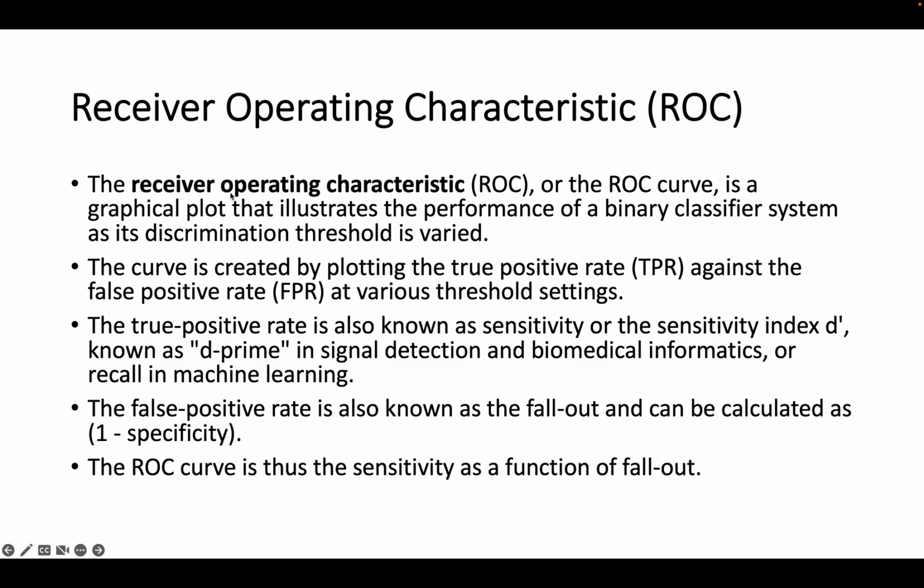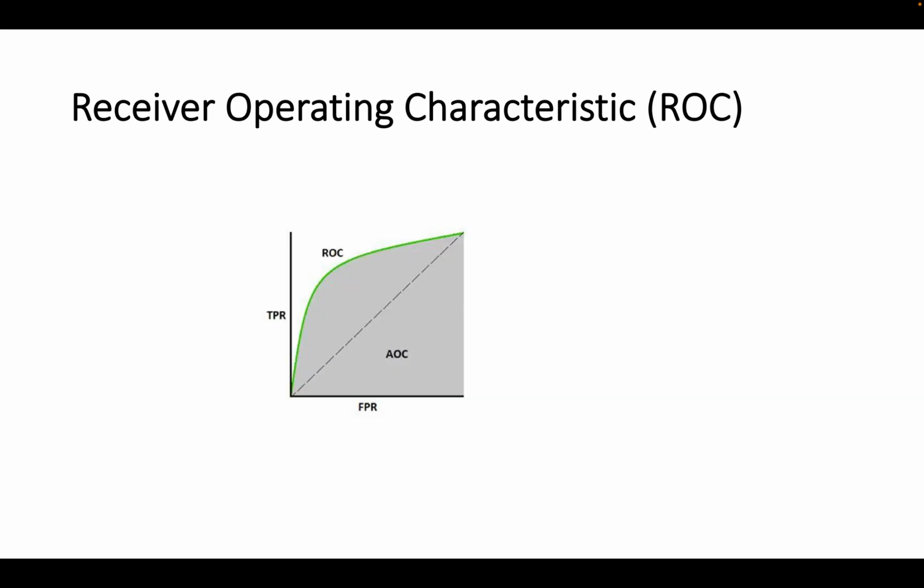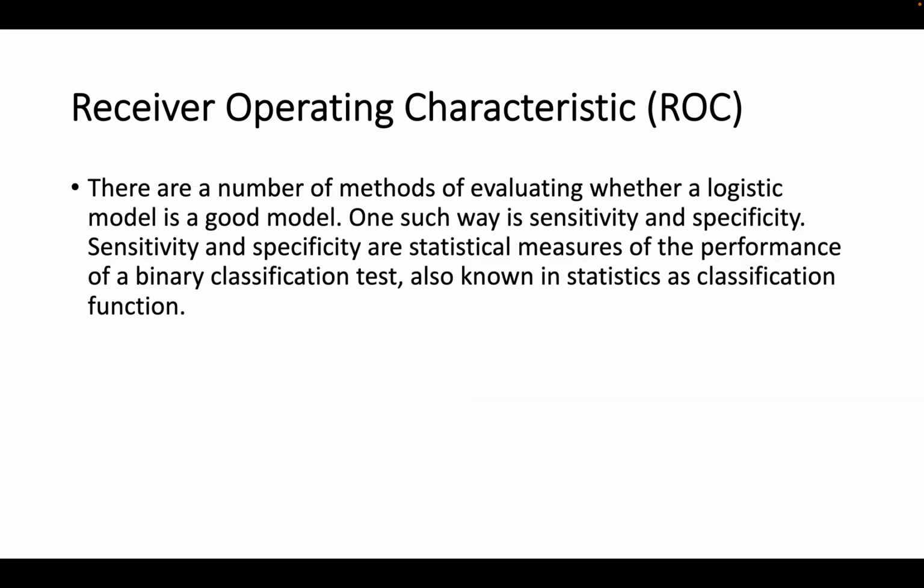ना समझ लो, receiver operating characteristic or ROC curve is a graphical plot that illustrates the performance of a binary classifier system as its discrimination threshold is varied. Bro, ये तो literal रट्टा मारना पड़ेगा. Never mind.